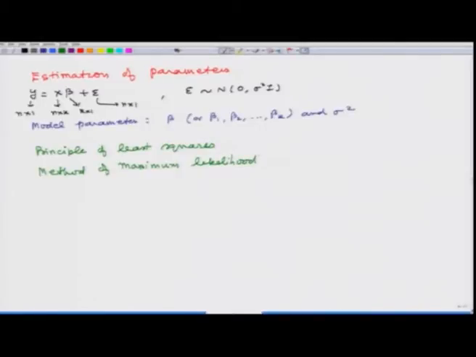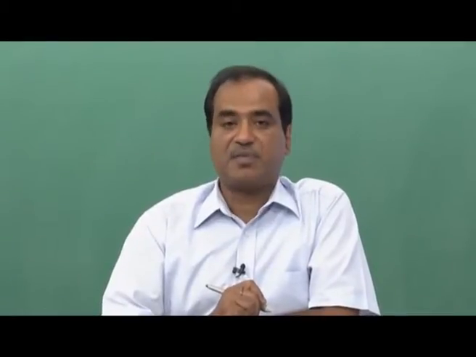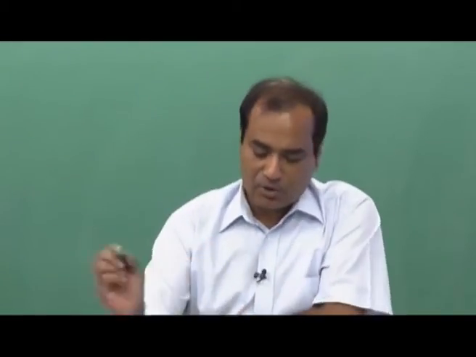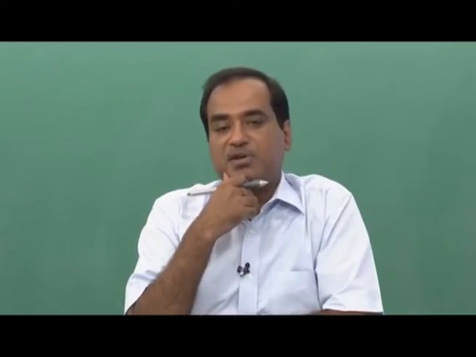So, just like in the case of the simple linear regression model, we will use the principle of least squares as well as maximum likelihood estimation in the case of the multiple linear regression model also. So, first we are going to talk about the principle of least squares, right. If you recall, in the case of the simple linear regression model, the model was y equal to beta 0 plus beta 1 x plus epsilon, and we had minimized the sum of squares due to random error, summation i goes from 1 to n epsilon i square.